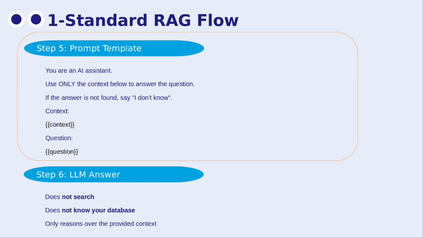Step number 5, prompt template. Now we build the prompt. We explicitly inject the context into the prompt like this. Notice something. We are not being polite. We are giving clear rules.